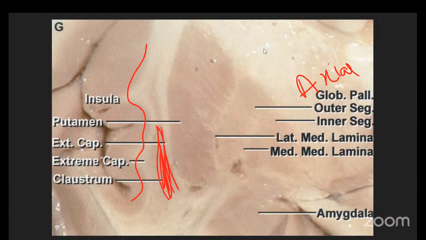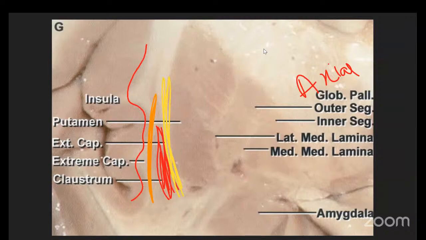Change the color so that it's visible. We have the extreme capsule marked in the orange. And then we have the external capsule marked in the yellow. And then we have the putamen and the globus pallidus, etc. The lentiform nucleus that we called.